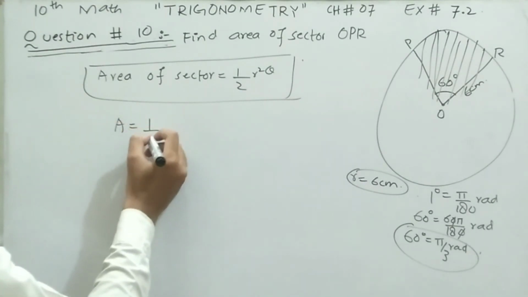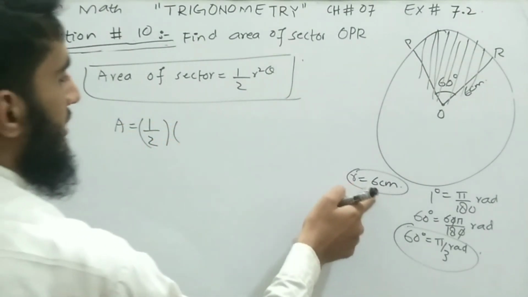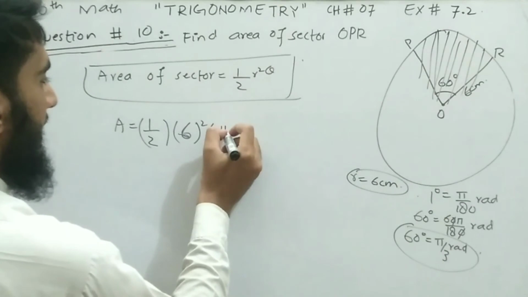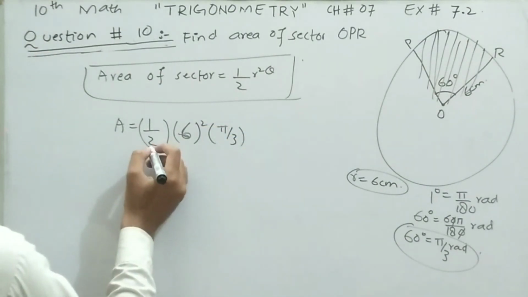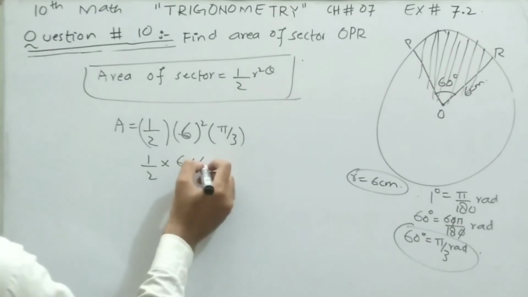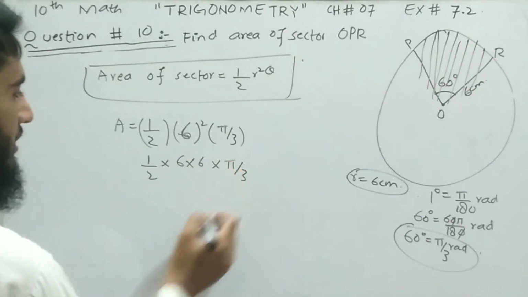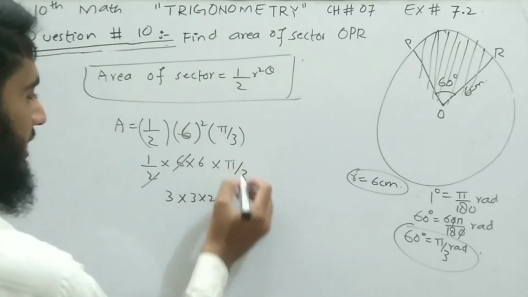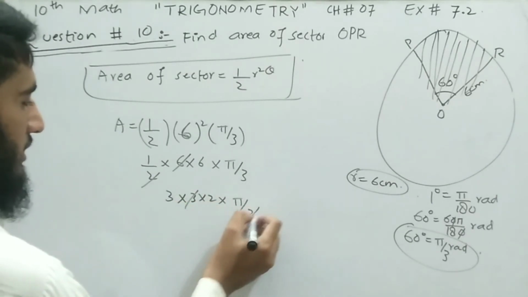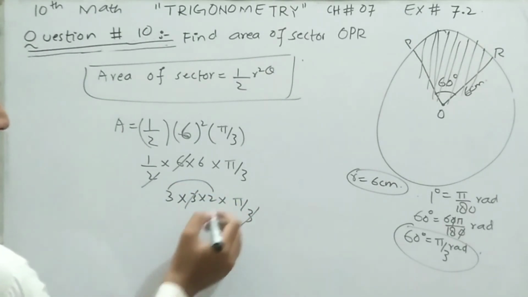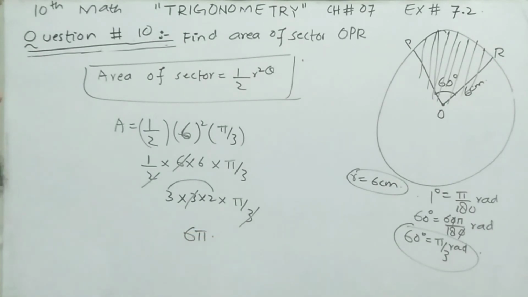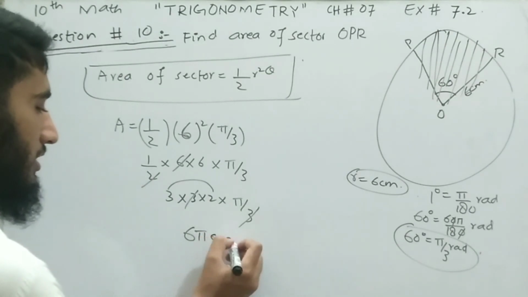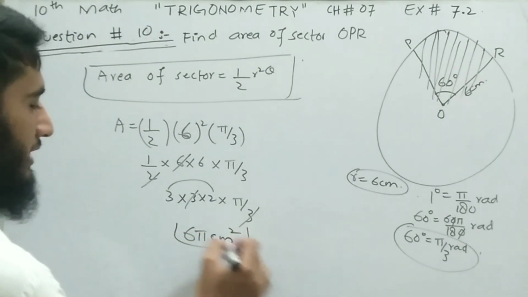So area is equal to half into R square. R is 6, so 6 square, into theta. Theta is actually pi by 3. So 1 over 2 times 6 square can be written as 6 times pi by 3. So 2 cancels out with 6, we are left with 3 times 6, which can be written as 3 times 2 times pi by 3. So 3 cancels out with 3, we are left with 3 times 2 gives us 6, and 6 times pi gives us 6 pi. Now the given unit of radius is centimeter, so the required unit of area will be square centimeter. So the required area of the sector is 6 pi square centimeter.